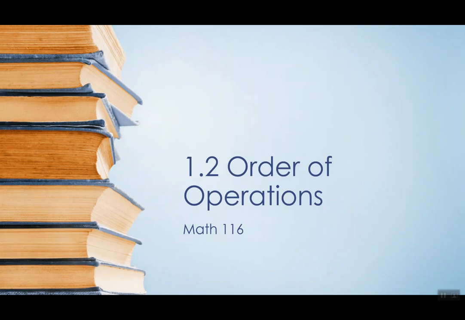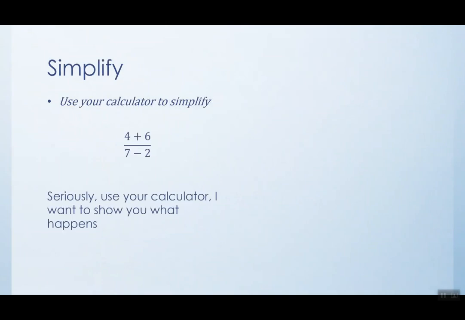Today we're going to talk about order of operations, and we want to use these order of operations to simplify expressions. So I want you to grab your calculator, and I want you to put in 4 plus 6 over 7 minus 2. And seriously, I want you to go get your calculator. I want you to see what happens when you put this expression into your calculator and what kind of answer it gives you. So go ahead and pause me if you need to. Go grab your calculator so we can try this.